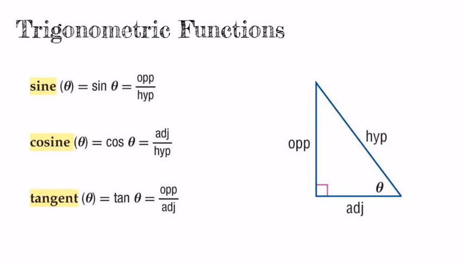Using those sides, then we have the trigonometric function sine is the ratio of the opposite side to the hypotenuse, cosine is the adjacent over the hypotenuse, and tangent is opposite over adjacent. We can use these trig functions to solve for missing sides of right triangles and for missing angles.